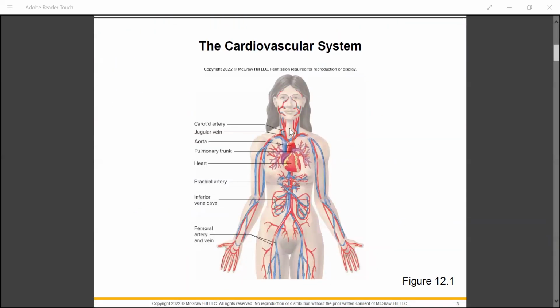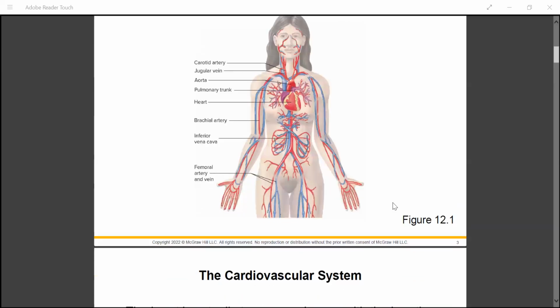Here's just an overview of our cardiovascular system. You'll see our vessels that are closer to the heart are much larger, and as we spread out throughout the body, they're going to get much smaller, and we'll talk about that in chapter 13.